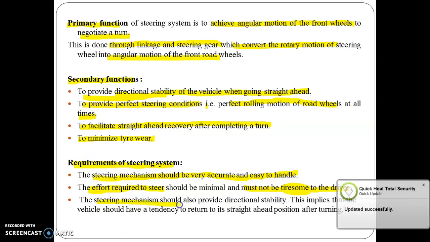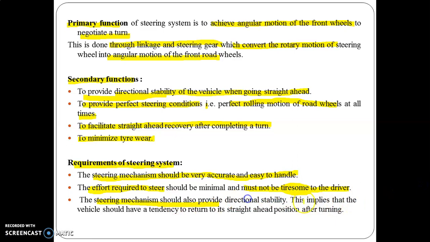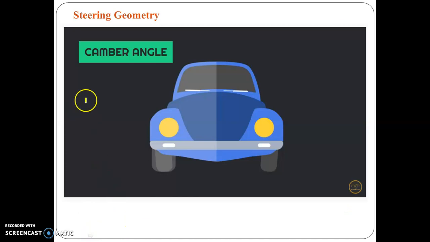Then the steering mechanism should also provide directional stability. This implies that the vehicle should have a tendency to return to its straight ahead position after turning. Means after taking a turn, the steering position should be as it was in earlier condition. So now we have to discuss the steering geometry. In steering geometry, various points we will discuss.